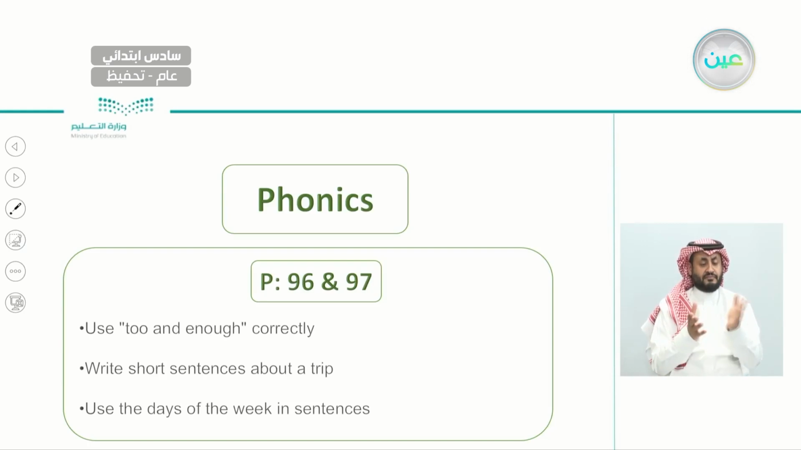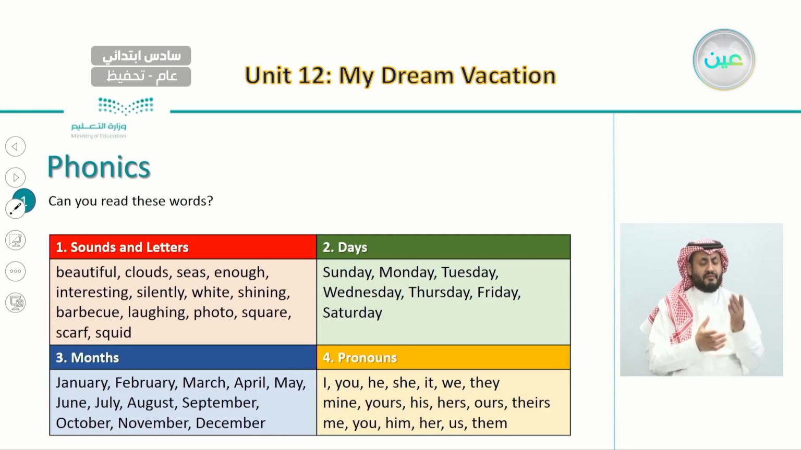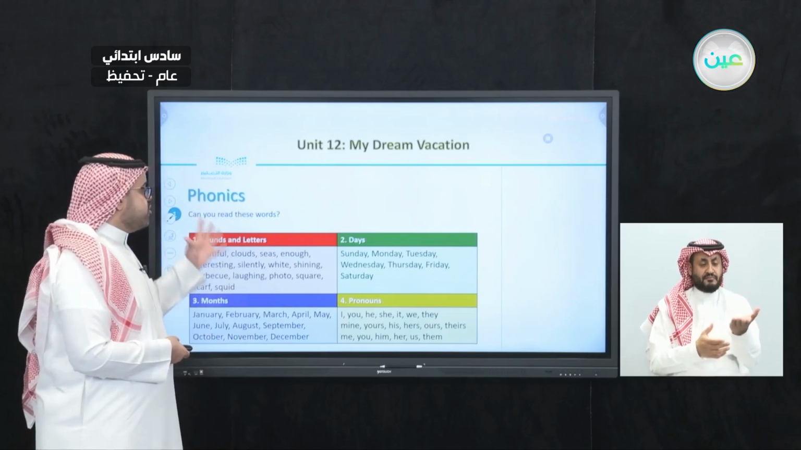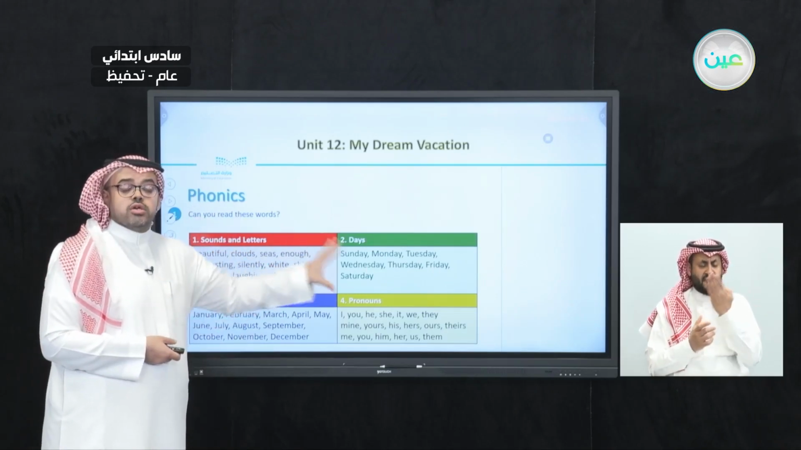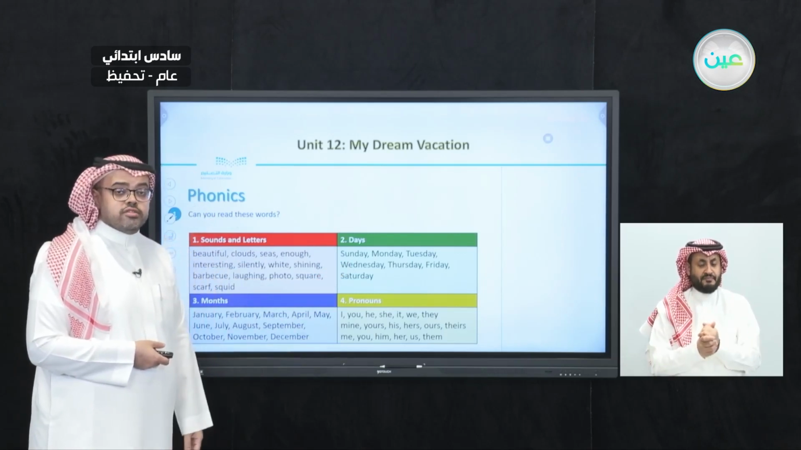And the last lesson we had was called the phonics lesson that can be seen on pages 96 and 97. And our goals in this lesson were to use too and enough correctly, to write short sentences about a trip, and also to use the days of the week in sentences. So here, as you can see, the first thing we did was read some of the words from this table.